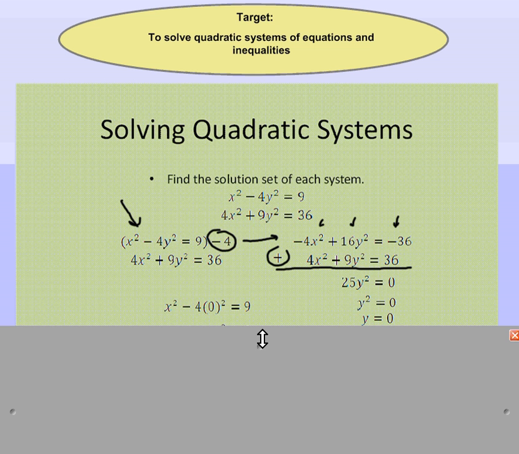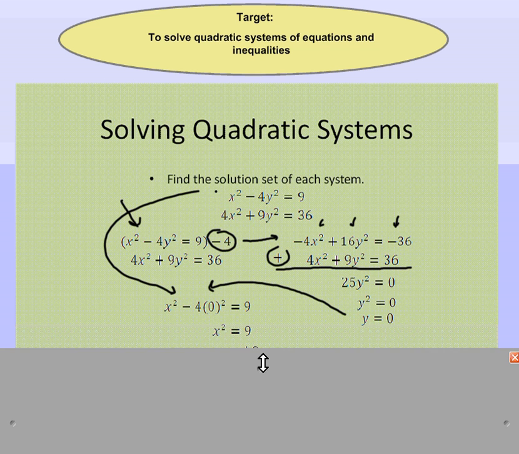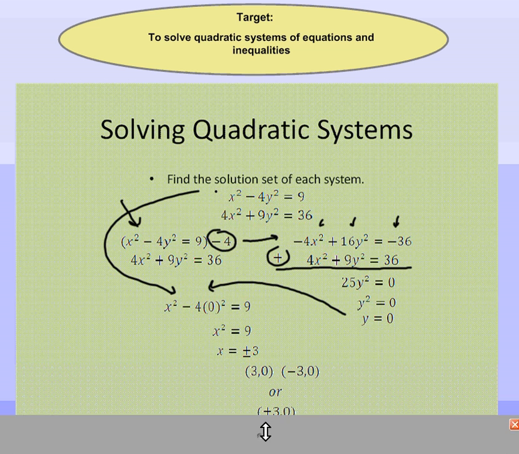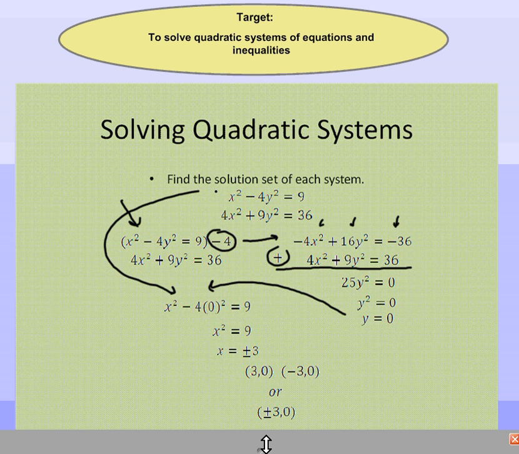Now we take that value of 0 and we input it back to the first equation. It can be inputted into either equation, and we solve for x squared. We get x squared equals 9, and we get plus or minus 3 there. That means both positive and negative 3 both pair with 0. So there are two possible answers, 3, 0, and negative 3, 0, which can be rewritten as plus or minus 3, 0.